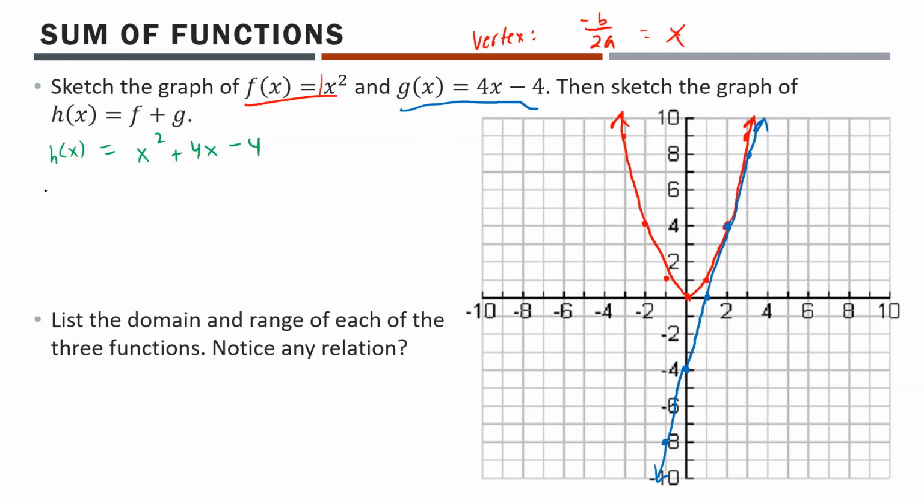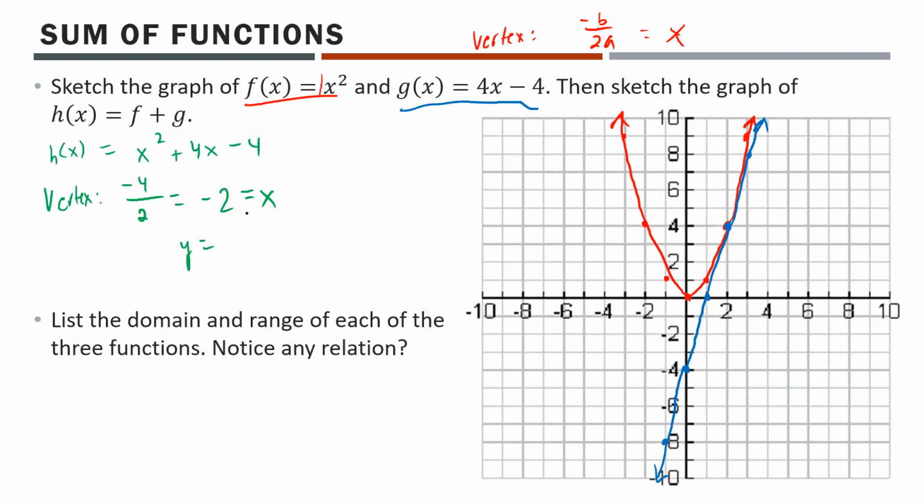I'm going to find the vertex of this. The vertex is going to be -b over 2a, so -4 over 2 times a, so 2 times 1 is 2. That gives me -4 divided by 2, which is -2. And remember, that's the x coordinate of our vertex, so we know our vertex is going to be at -2 somewhere. We just have to find the y value of it.